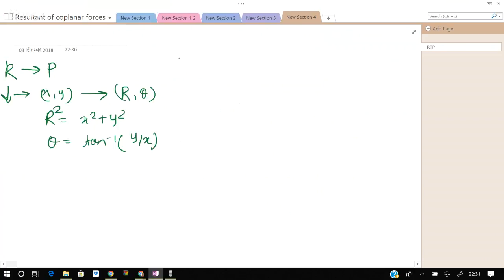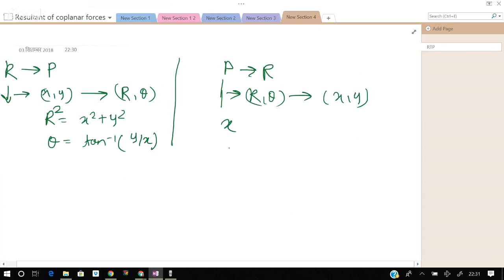The second part which we can see over here is from polar form to rectangular form. Polar form means we have the value of r and theta, and we have to convert from r and theta to x and y. So that means x and y should be on the left hand side, r and theta should be on the right hand side. So over here this will be r cos theta and this is r sin theta.